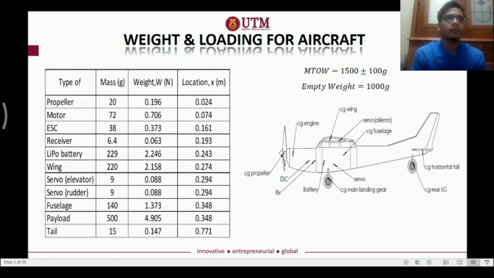Firstly, weight and loading for aircraft. The maximum take-off weight for our aircraft design is 1,500 plus minus 100 gram, and the empty weight is 1,000 gram. Based on the table, we can locate the location of each type of component that is used in the aircraft.